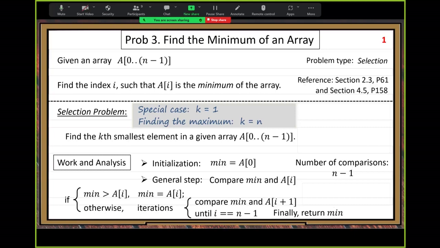N minus 1 comparisons. For this solution, n minus 1 comparisons. Now the question. As I said at the beginning, the solution is easy. Our main focus is on the optimality of the solution, not on the solution itself. We want to see if this solution is the best or not, if this solution can be improved or not.